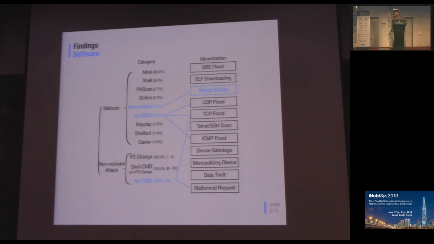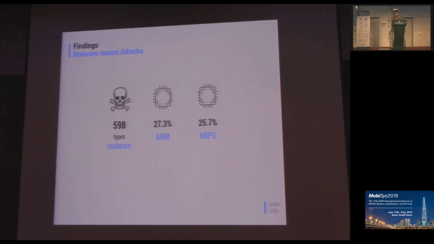Then the results of the software version. To show the differences clearly, we mark the newly discovered ones in blue. Again, Mirai takes a significant portion. We also found a new type of fileless attack where no command happens. In total, we have collected 598 different types of malware.